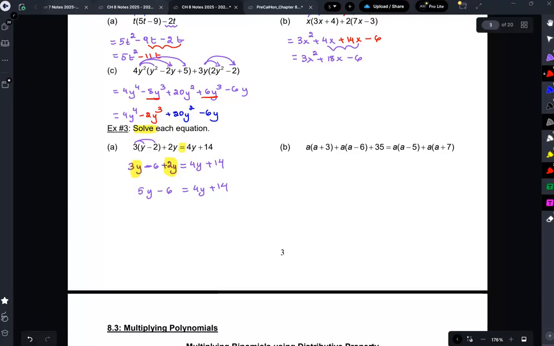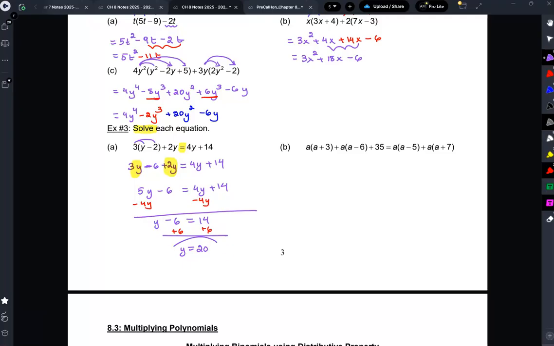Now, I'm going to take all the y's to the same side. So minus 4y, y minus 6 equals 14, plus 6, y equals 20.